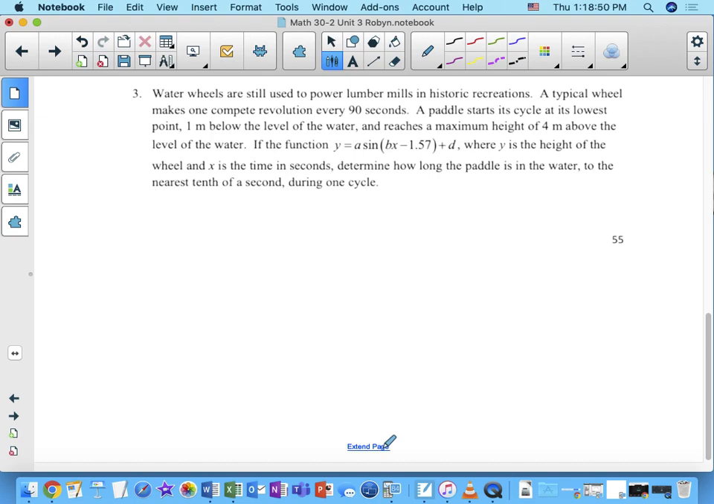Okay, so a water wheel is used to power lumber mills in historic recreations. A typical wheel makes one complete revolution every 90 seconds. A paddle starts its cycle at its lowest point 1 meter below the level of the water. So what I'm going to do is draw some water. And the wheel starts 1 meter below the water. So here's where the wheel starts. And it reaches a height of 4 meters above the water. So it's actually going underneath the water. Okay? Here's the middle of the wheel.